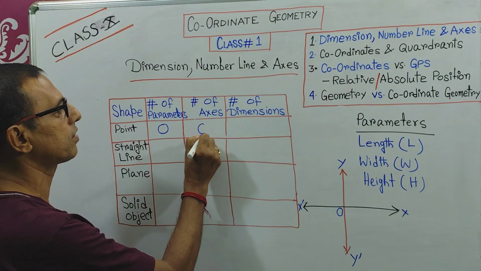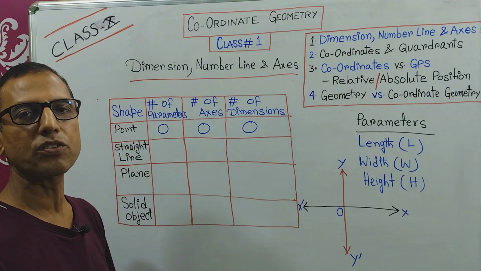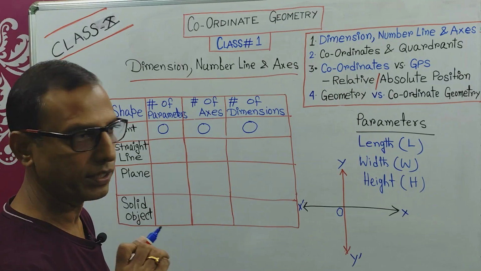Number of axes required, 0. Number of dimensions, that is also 0. So for a point, the number of dimensions is 0. A 0 dimensional figure is a point.